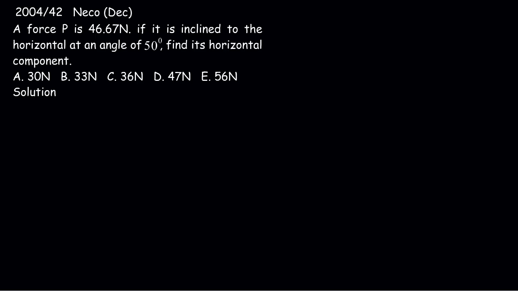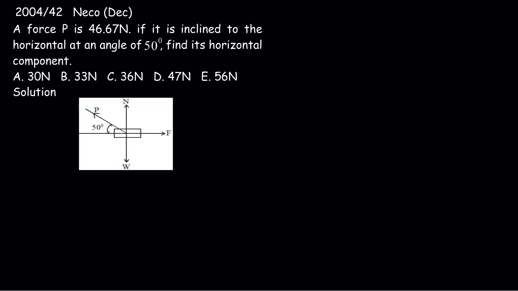Our very first step is to represent our question in a diagrammatic form, and when we do that, we get the diagram as shown on the screen. Now this question is pretty straightforward, as we are only asked to look for the horizontal component of P, and from our knowledge of resolution of forces, we know that when a force is inclined at an angle to the horizontal, the horizontal component is going to be that force times cos the angle.